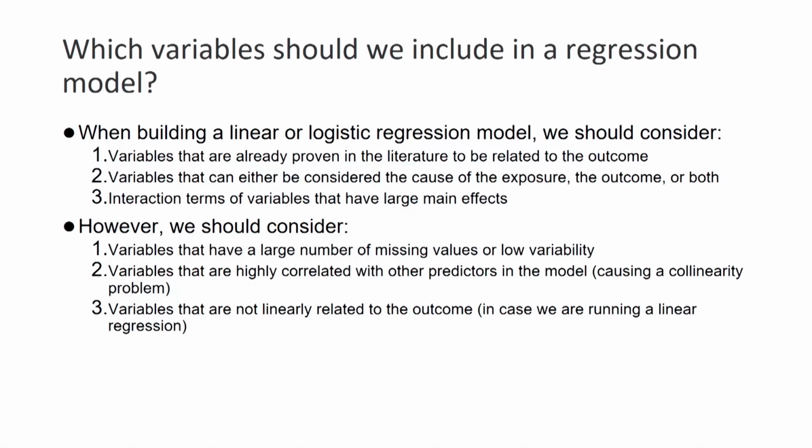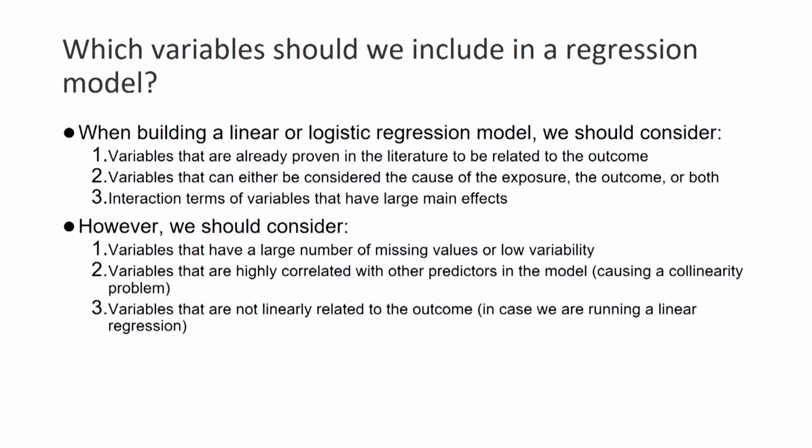Whenever we are building a linear or logistic regression, and of course, we are talking about multiple linear regression because there are more than one variables, in that case, variables that are already proven in the literature to be related to the outcome, these variables we can keep in our model. This is the first way to check which variables we need to keep in our model. We can find in the literature which variables are related with the response variable or the dependent variable.